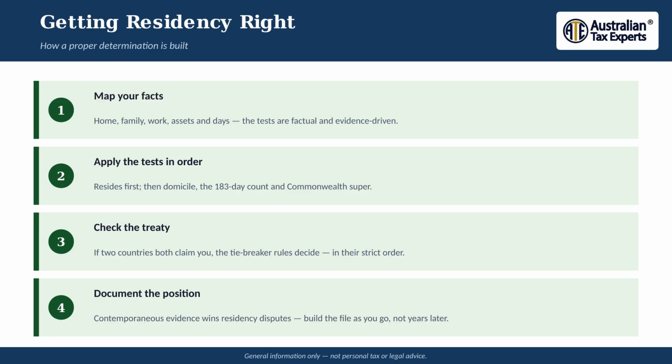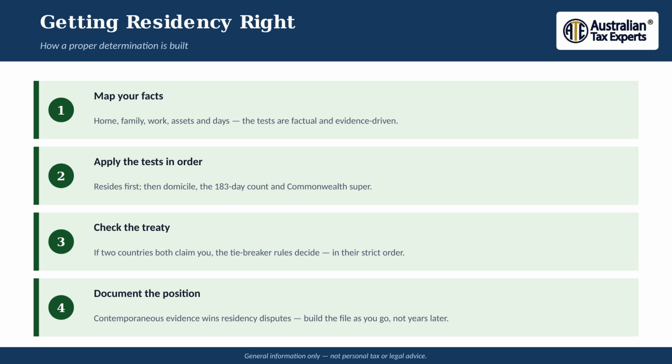So how is a reliable residency determination actually built? 4 steps. First, map your facts: home, family, work, assets, and days in and out of the country. The tests are factual and evidence-driven. The analysis is only as good as the fact base beneath it. Second, apply the tests in order. Resides first, then domicile, the 183-day count, and Commonwealth Super. Each test has its own logic, and shortcuts breed errors.